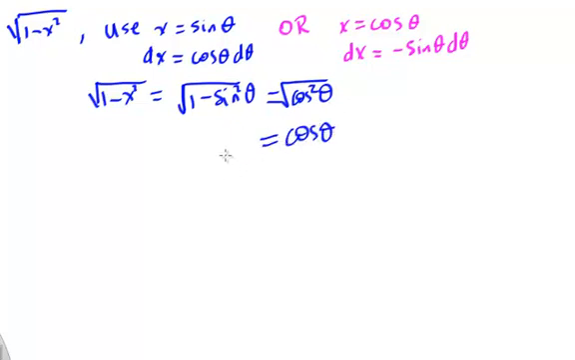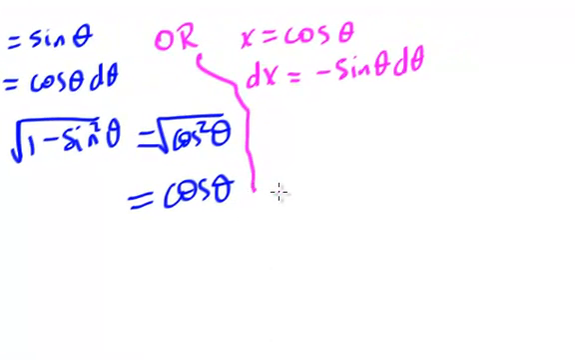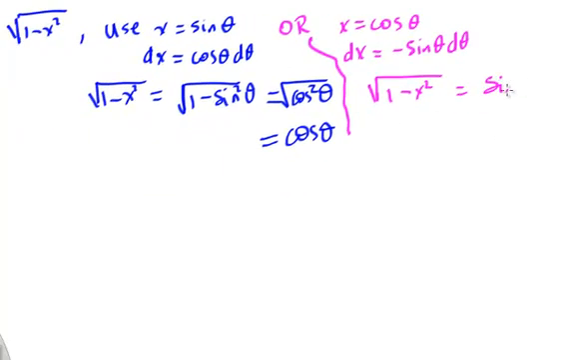If theta is in the fourth and first quadrant, then this is positive, so the square root becomes just plain cosine theta. We don't need to worry about it in this section, because the thetas are selected properly. And in this case here, if x is cosine theta, the square root of 1 minus x squared, as we saw in the first example, becomes sine theta.